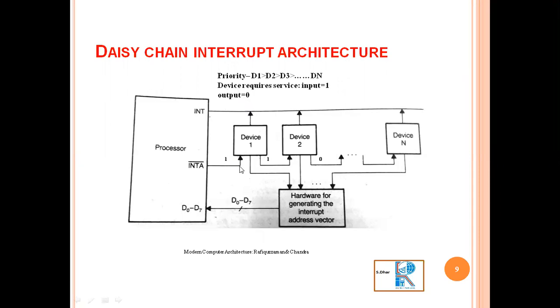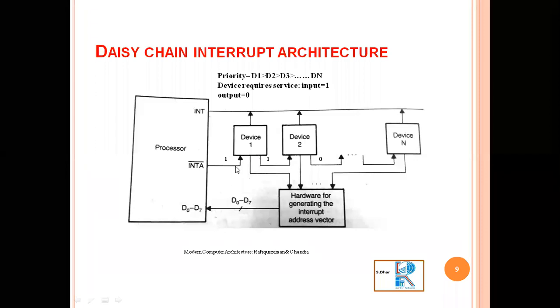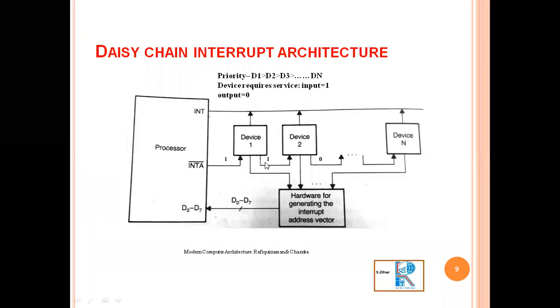In this case, see, input is 1, output is also 1. That means device 1 does not require the service. So it will pass the signal to device 2, making this output 1. So this 1 has passed here.